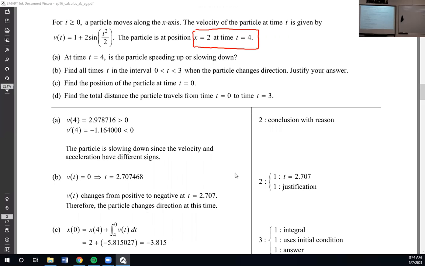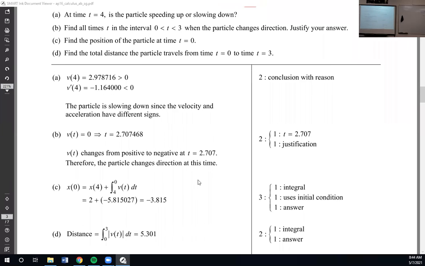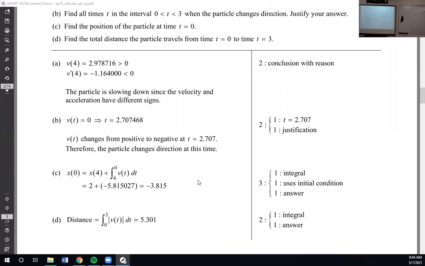And then total distance traveled. This should be free points. Total distance traveled is the integral from A to B of the absolute value of velocity. And so you just put that in the calculator and give out the answer. There's your total distance traveled.